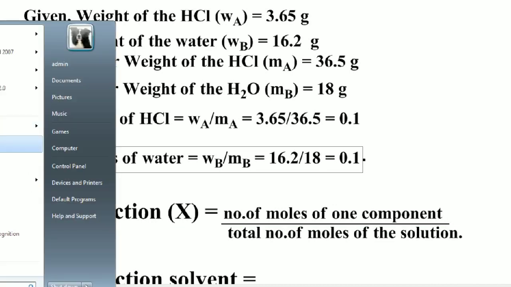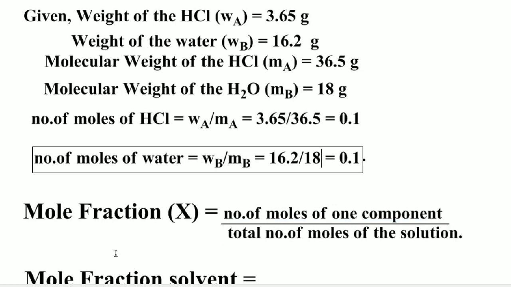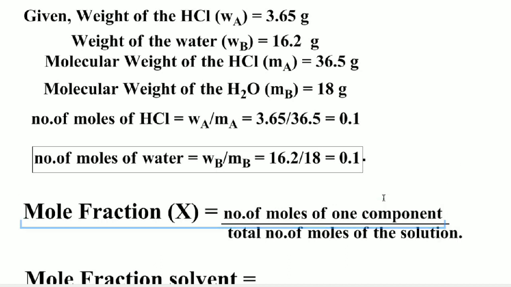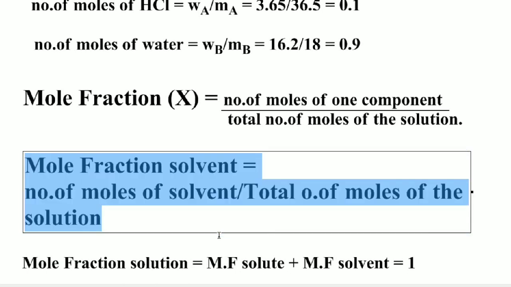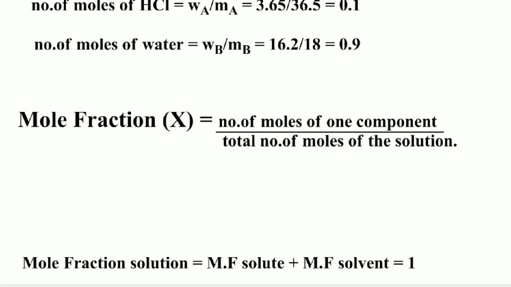Now 16.2 divided by 18 is equal to 0.9. So the number of moles of water is equal to 0.9. Therefore now we can calculate the mole fraction of HCl and the mole fraction of water.